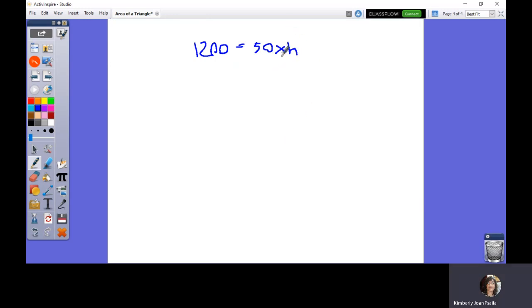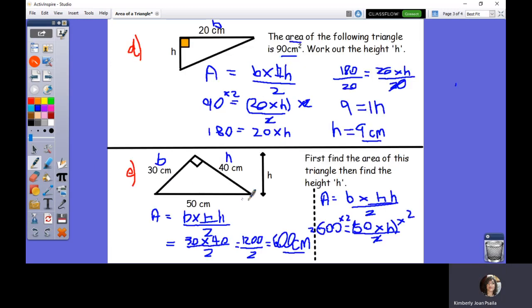So now I need to end up with h. I need to divide both sides by 50. This can simplify with this, they become 1. Now 1200 division by 50 should get the answer of 24. And here we are left with 1h. So final answer h, our height should be 24 centimeters. And there you have your final answer.